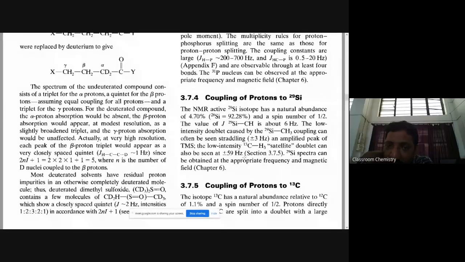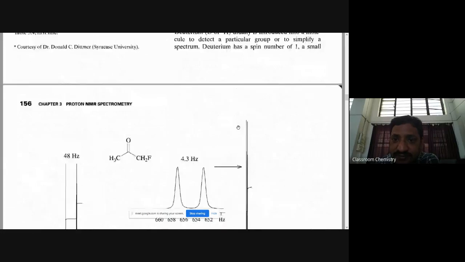Yes, sir. And what you keep in mind here, silicon having two isotopes, silicon 29 only having 4.70% abundance, while silicon 28 having 92.28% natural abundance. Okay. Yes, is it correct?